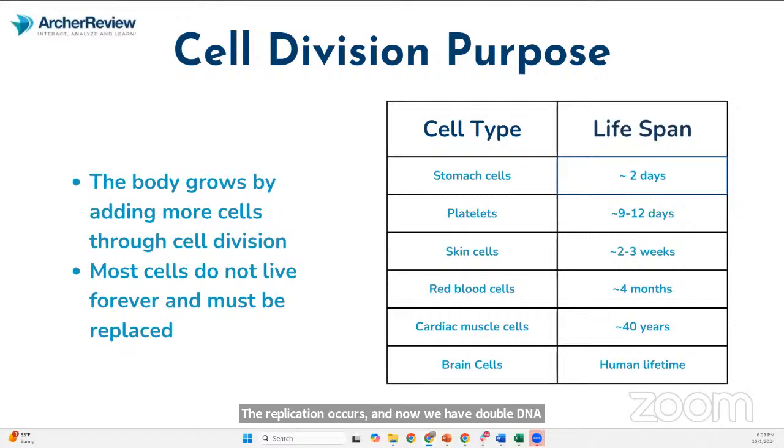So why do we need to divide? We divide primarily for two reasons. First of all, that's how we grow, how we get from that infant to a full-grown human. And secondly, because cells do not live forever. As we can see in our chart here, our stomach cells only live 2 days. Our red blood cells live 4 months.